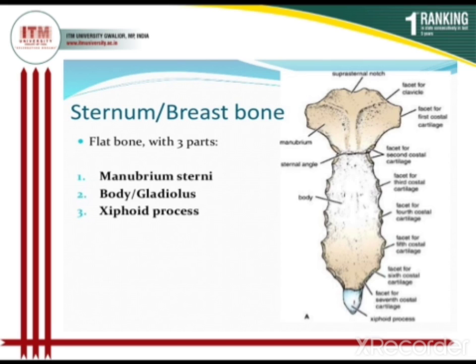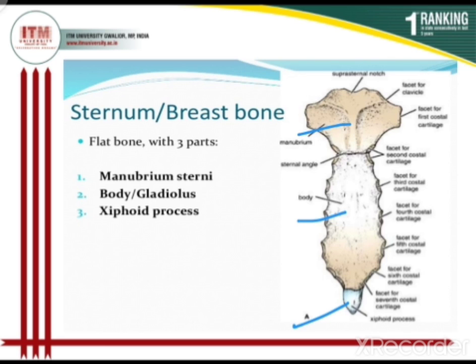The sternum is also called the breastbone. It is a flat bone with three parts. The first is the manubrium sterni, next is the body of the sternum, that is the gladiolus, and the last one is the xiphisternum, also called the xiphoid process.